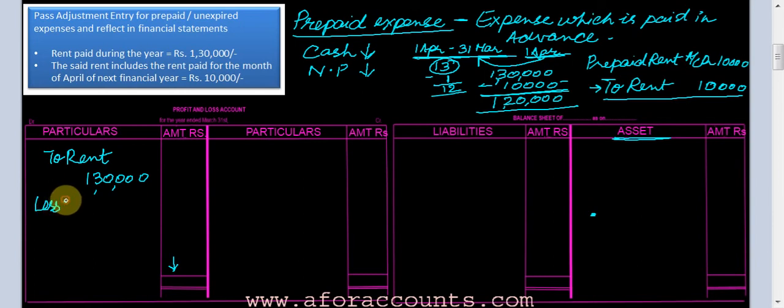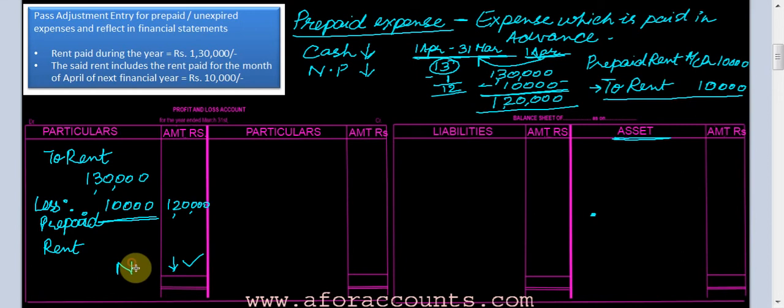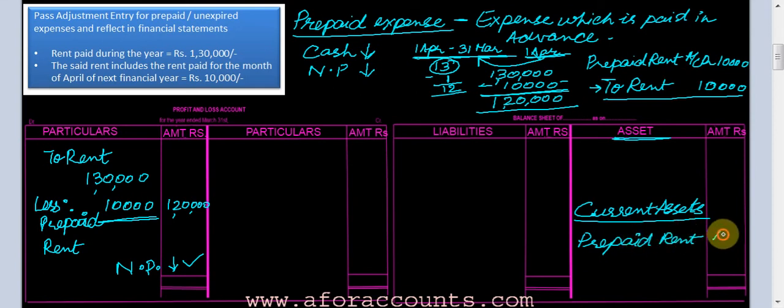Less: prepaid rent of 10,000, and bring out the figure which relates to this accounting year, 1,20,000. Now this is showing a true position of my net profit, that 1,20,000 relates to this year, and I am showing also 1,20,000. And what about the balance sheet? In balance sheet, in the current assets, you have prepaid rent, 10,000. In the next month I need not pay 10,000 because I have already paid it now, so it is an asset for me, the current asset, prepaid rent here.